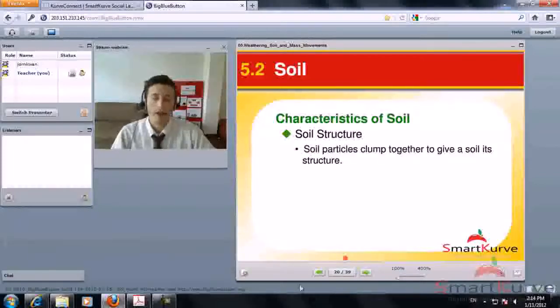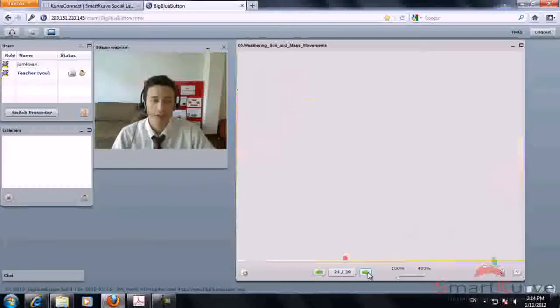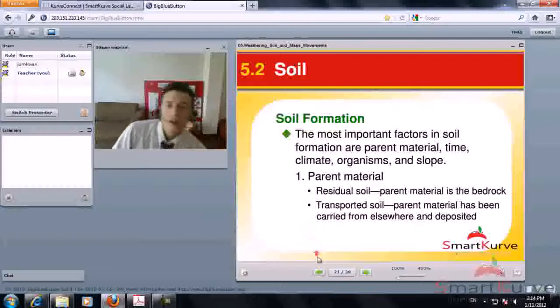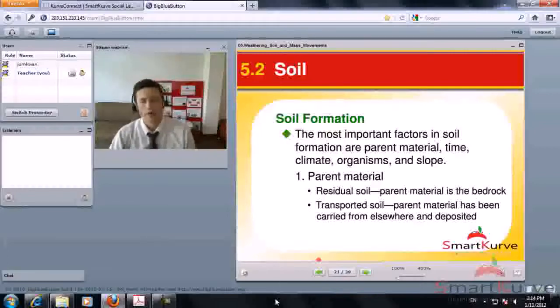Soil particles clump together to give a soil its texture. The most important factors in soil formation are the parent material, the time, the climate, the organisms, and the slope. We're going to talk about all of these one at a time.